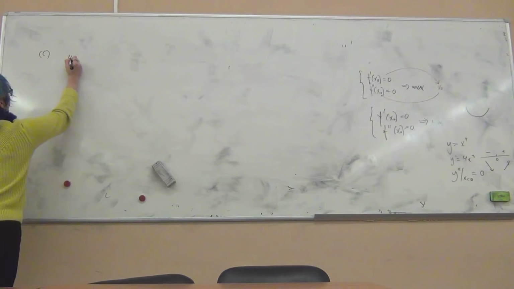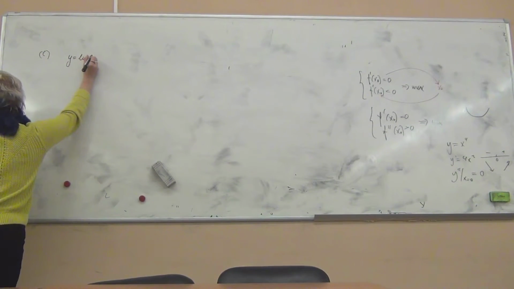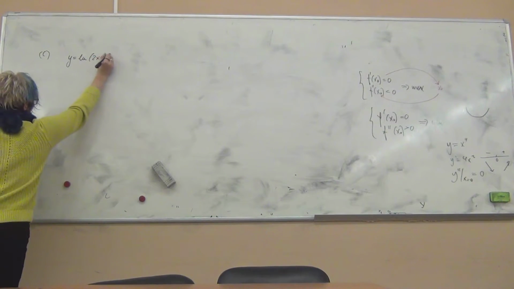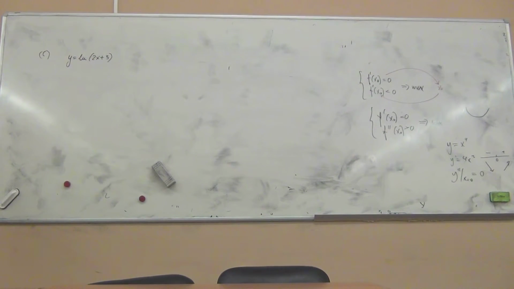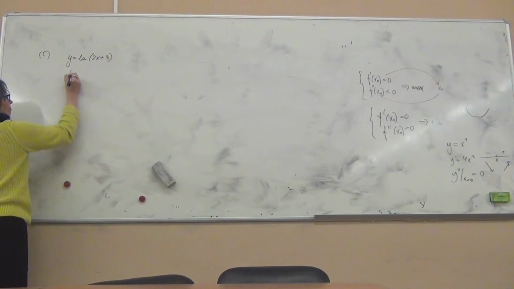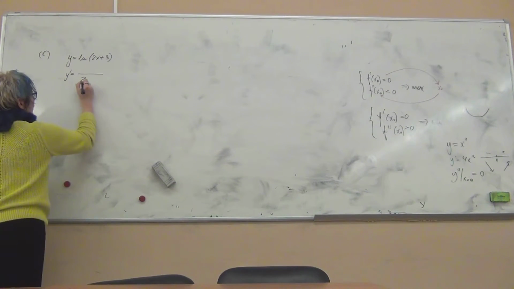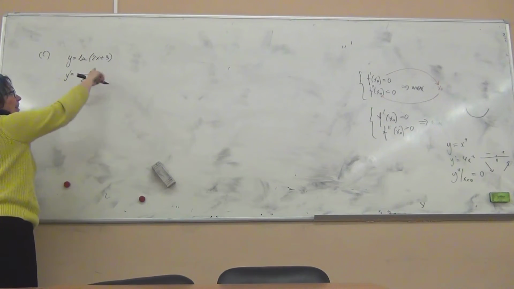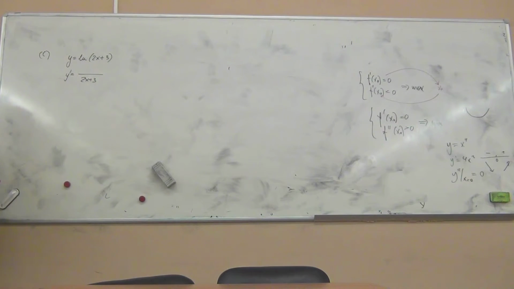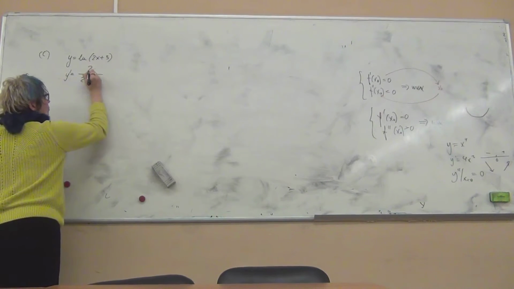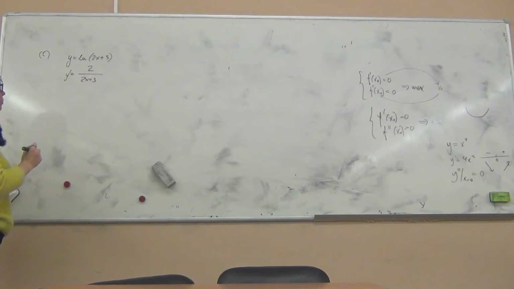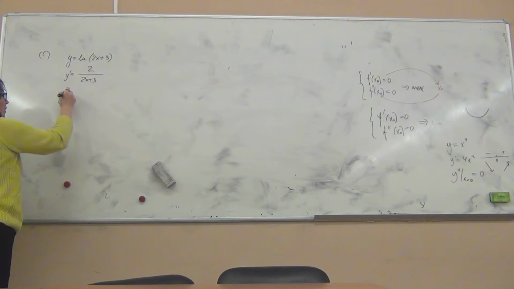4 derivatives of ln of 2x plus 3. First derivative, a composite function. So the outer function is ln. The derivative of the logarithmic function is 1 divided by 2x plus 3, and then the derivative of the inner function is just 2, and we have to multiply by it. Like this. Chain rule.